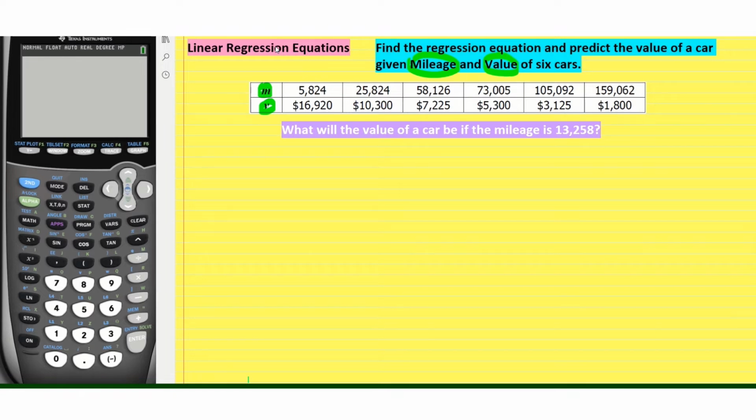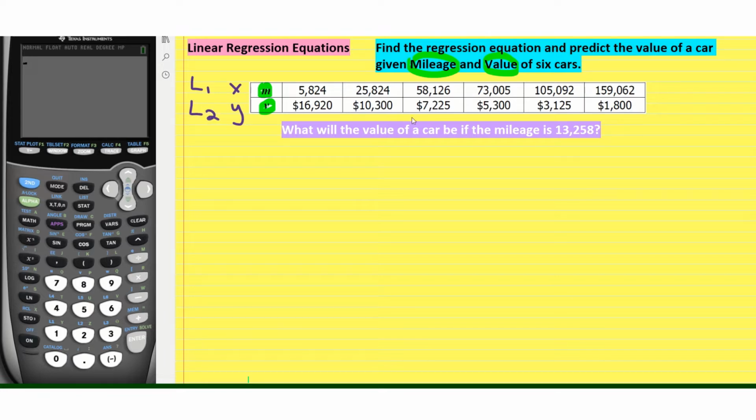Now, in terms of algebra and graphing calculators, we want to make sure that we understand that the M, or the mileage, is also associated with the X values, and the value is associated with the Y values. In our graphing calculator, the X values will be associated with list 1, and our Y values will be associated with list 2.